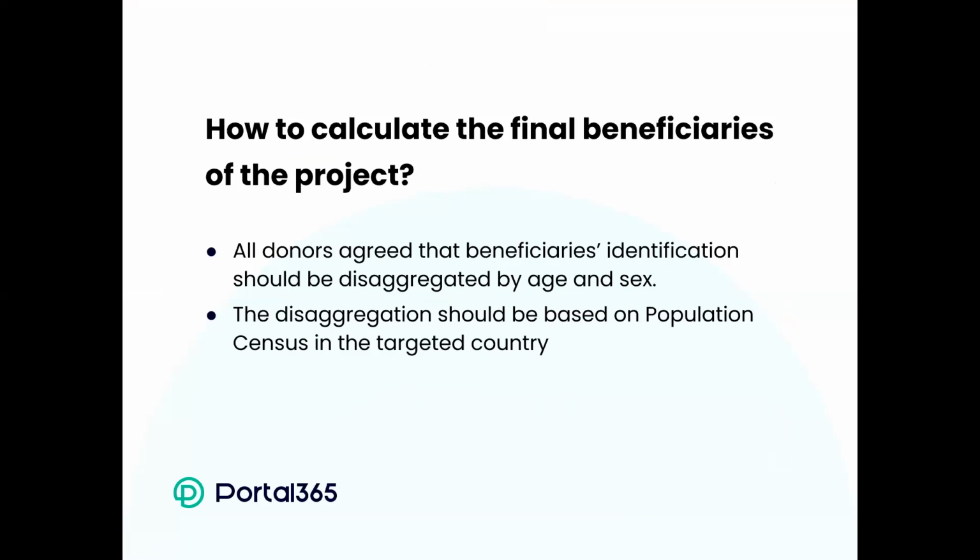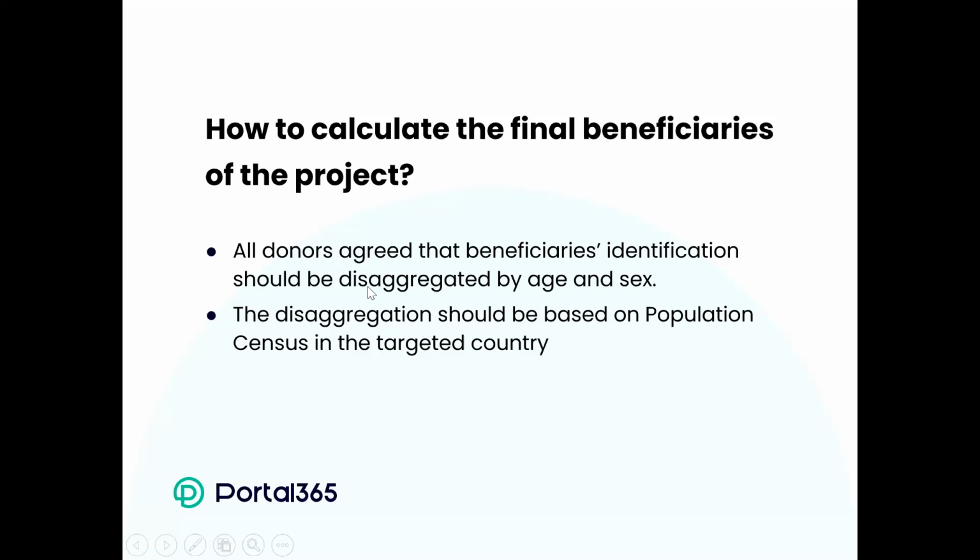As usual, before we start talking about beneficiary calculations, donors all agree that beneficiary identification must be disaggregated by age and sex. So we don't say, for example, 10,000 students. This is not enough. We need to see how many boys and how many girls. We should not say that 20,000 people benefited from the project. We should say how many are men and how many are women above 18 years old, and also how many are girls and boys under 18 years old.